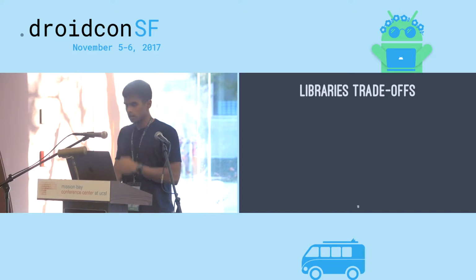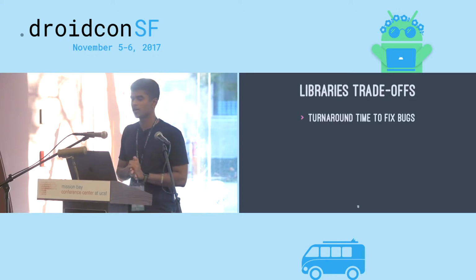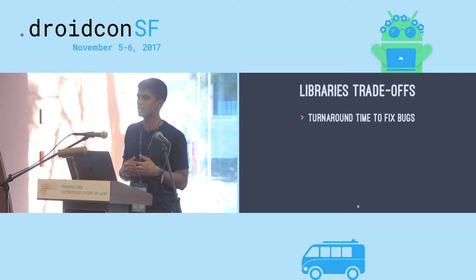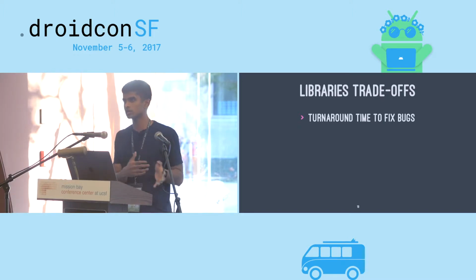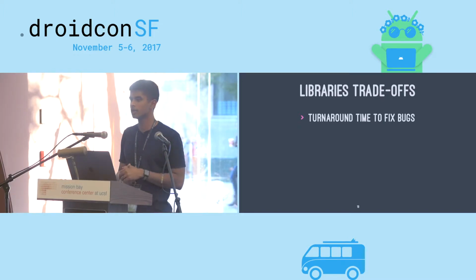Trade-offs. So first, turnaround time to fix bugs. If there is a bug in the library for your particular use case, then you have to sort of wait for the library to update. You could fork it, but then you might miss some library updates. We've run into this issue at Houseparty where when the Pixel launched, we were using a third-party library, and we had an issue with the front-facing camera.